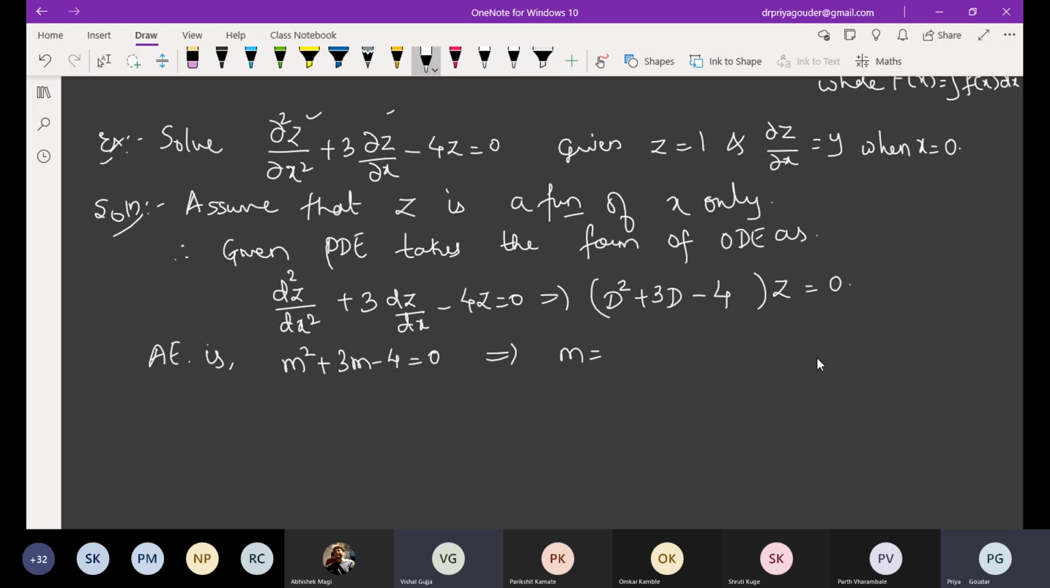Minus 4 and plus 1. Hope all are getting the same. Okay, real and distinct case it is. Therefore, the general solution of the ordinary differential equation is how to write? z equal to C1 e raised to minus 4x.